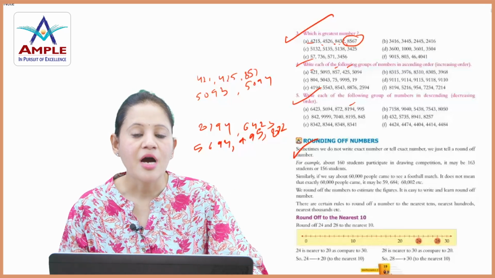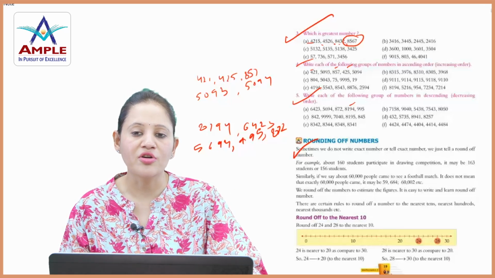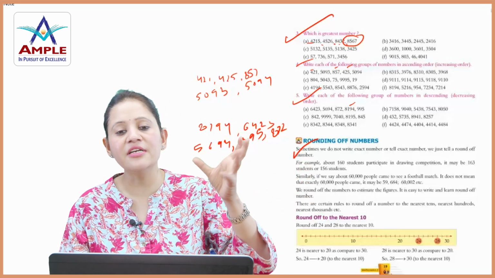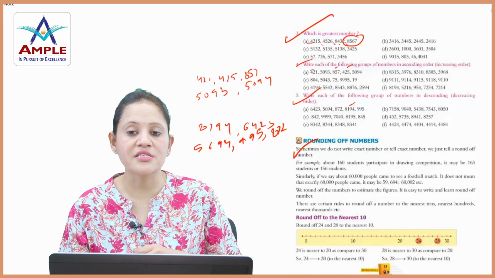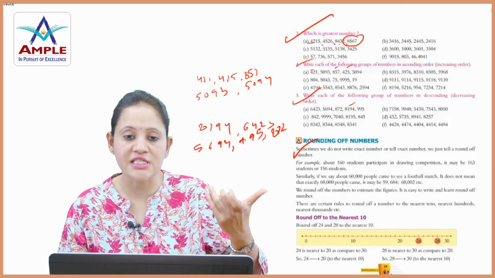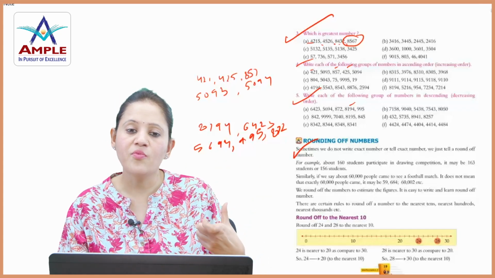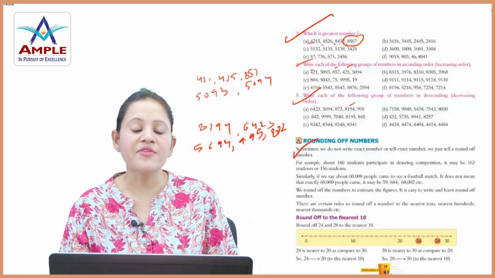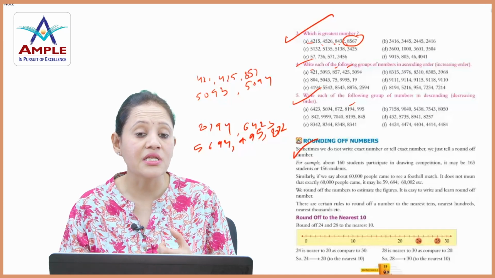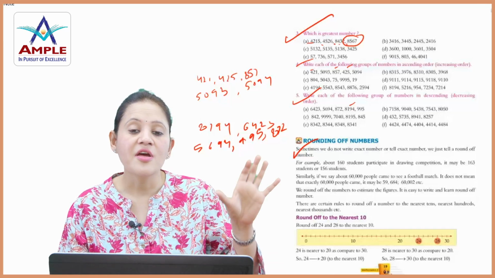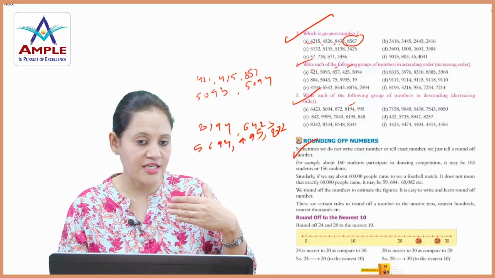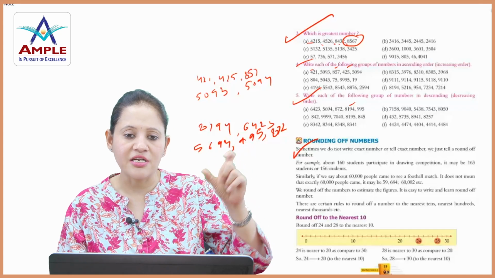For example, about 160 students participate in a drawing competition. So there, we have told that there is 160 students that have participated. It may be more than that or just less than that. It may be 163 or it could be 156. Similarly, if we say that 60,000 people came to see the football match, it does not mean that it is exactly 60,000. We are just giving an idea. It could be more than that or less than that, but near to that number.